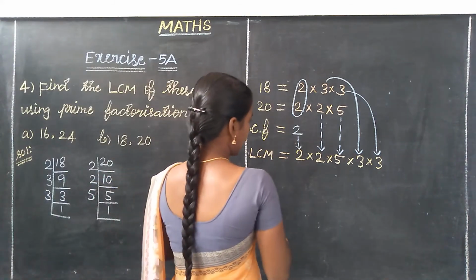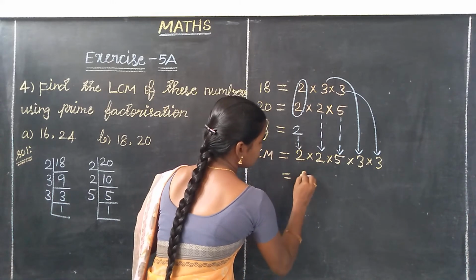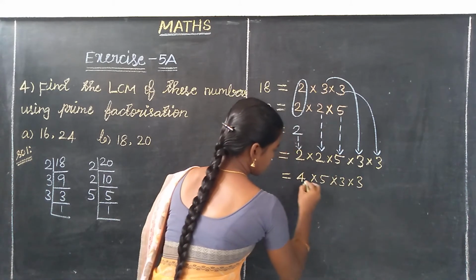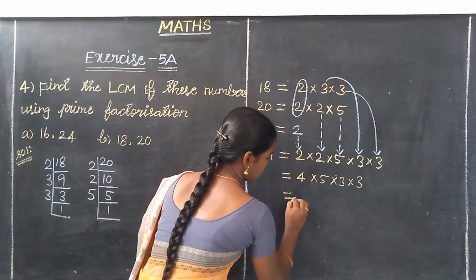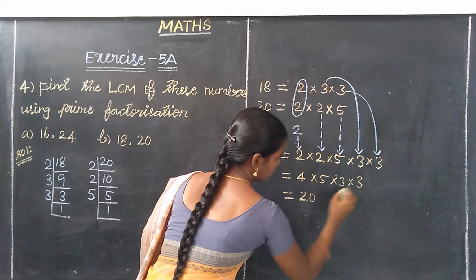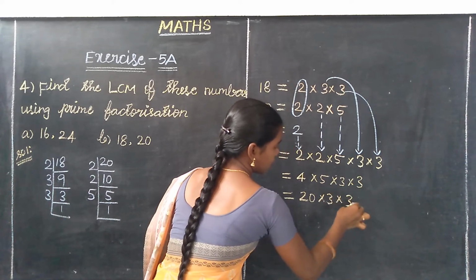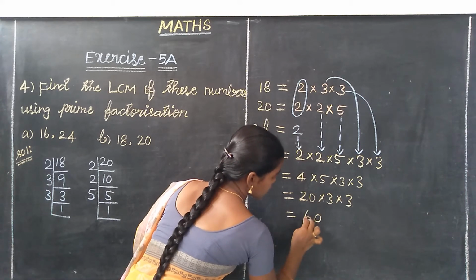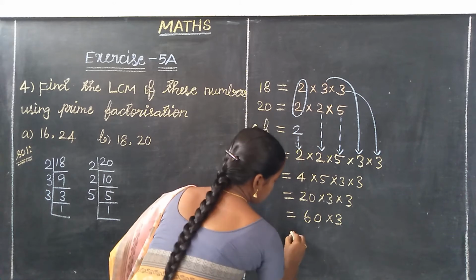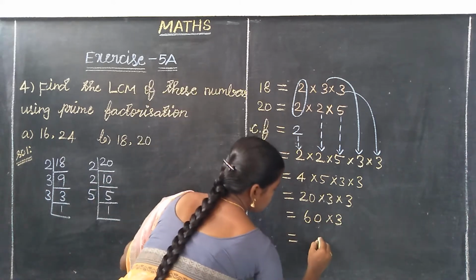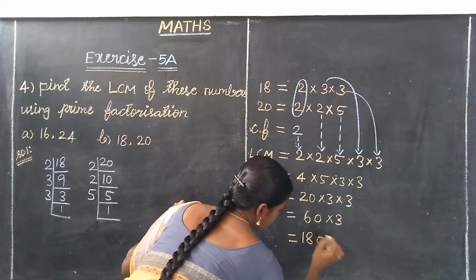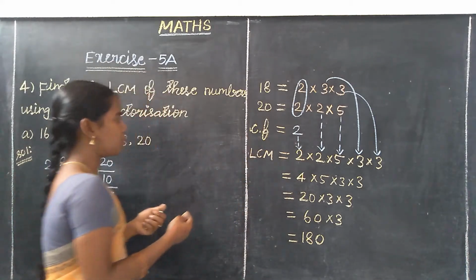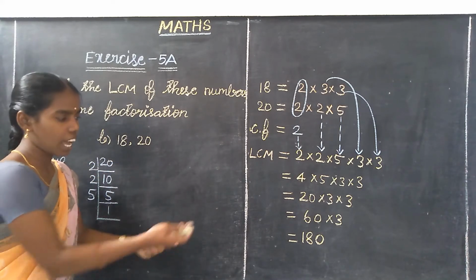So multiply: 2 times 2 into 5 into 3 and 3. First consider 2 numbers: 2 twos are 4, 4 fives are 20. So the answer is 20. Then the next numbers, 3 and 3: 20 times 3 is 60, and 60 times 3, 6 threes are 18, so the answer is 180. So the lowest common multiple is 180.